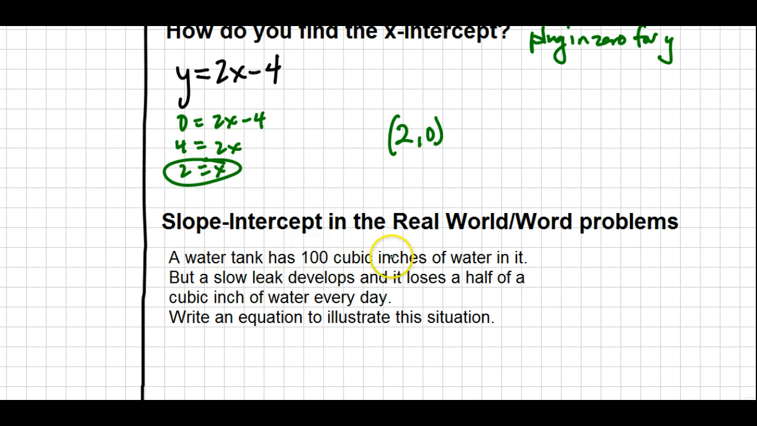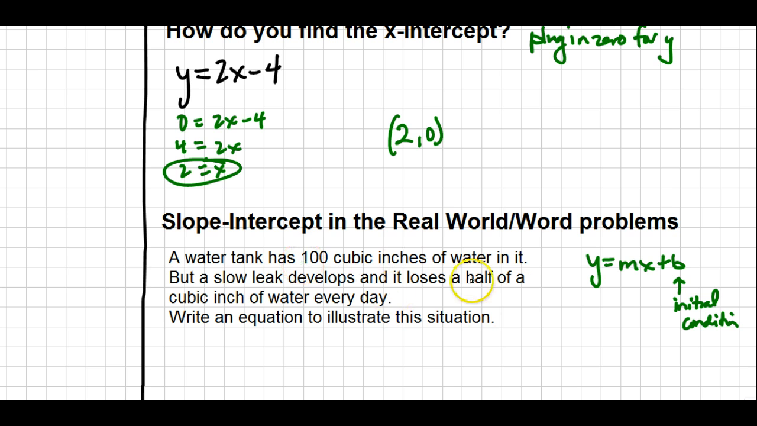A water tank holds 100 cubic inches of water, but a slow leak develops and it loses a half a cubic inch every day. Write an equation to illustrate this situation. Remember that in the mx plus b equation, there are two pieces. There is the b value, also called the initial condition, or the starting number. It's also basically just a straight up number. It's just a factual piece of information. It is simply a number.